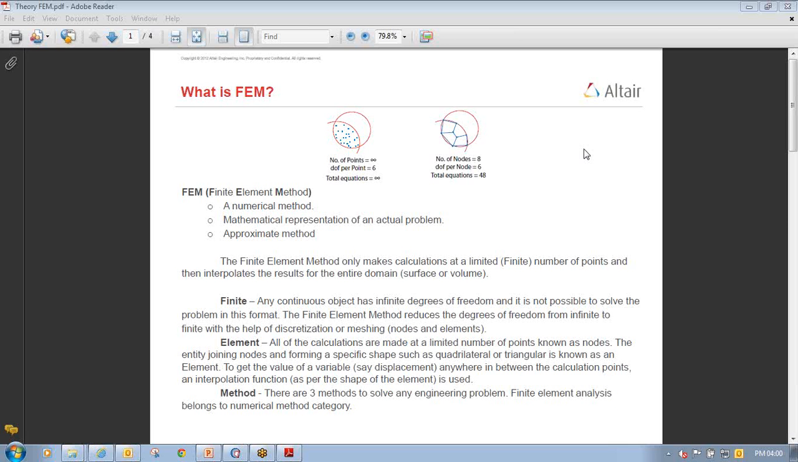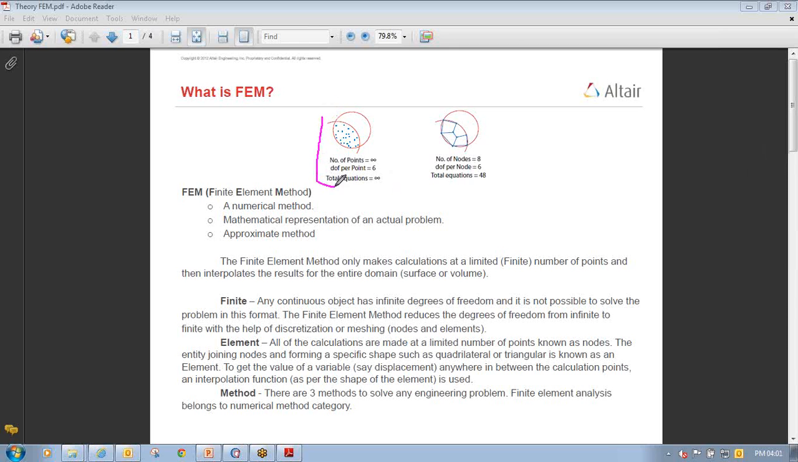We can broadly classify FEM as a numerical method. Mathematical representation of the actual problem is done in FEM, and FEM is an approximate method. FEM means finite element method. This term is mainly used in industries, and the similar term finite element analysis is mainly used in academics, but there is no such difference between FEM and FEA. The finite element method only makes calculations at a limited, finite number of points and then interpolates the results for the entire domain, surface or volume.